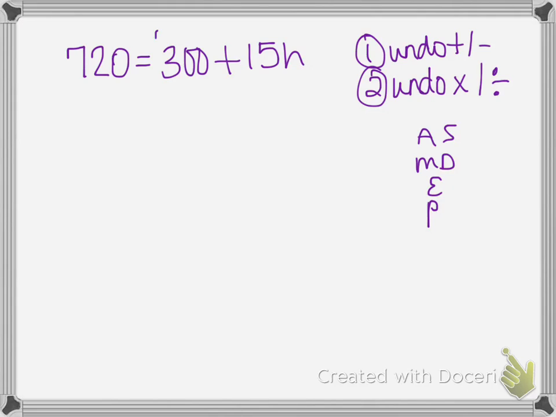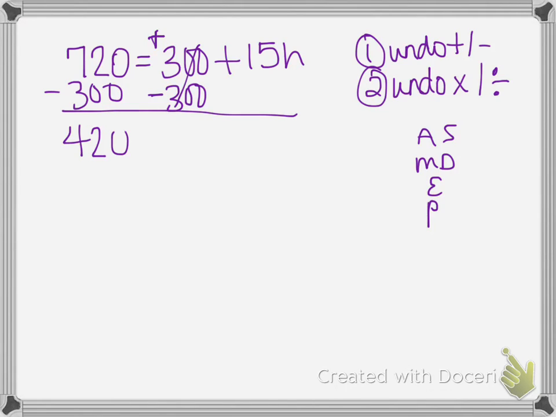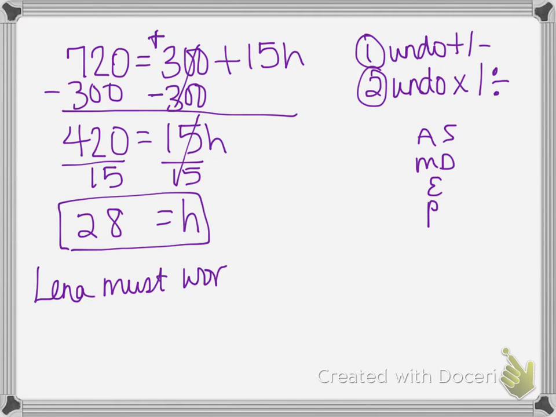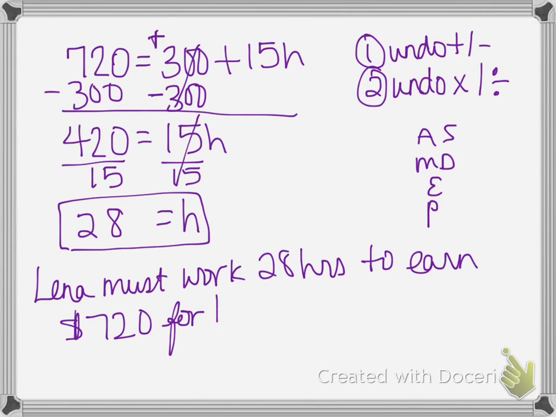So what is being added or subtracted? This is a plus 300. So we're going to minus 300 from both sides. This part should be review. So we get $420 is equal to 15 times something. How do we undo a multiply? We divide. Remember, what you do to one side, you have to do to the other. So we have 1H is equal to, this is actually going to be 28. So we can say Lena must work 28 hours to earn $720 for the week.